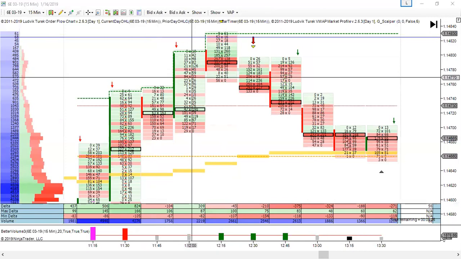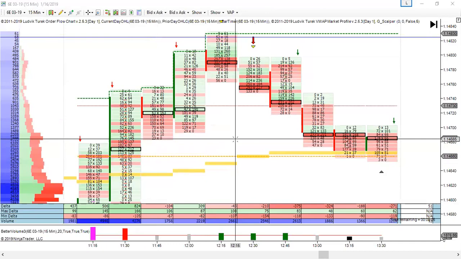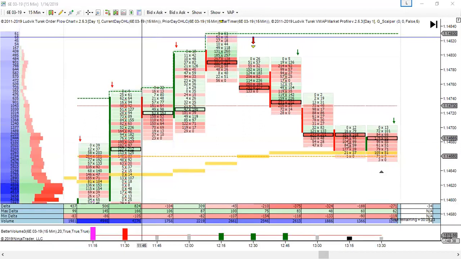This is the first candle. Price came there. Then the next candle was a doji. After the doji, then market sell-offs. Now, before we say anything, let's just go back to the chart and see, guys. Let's go back to the chart and see. Okay.